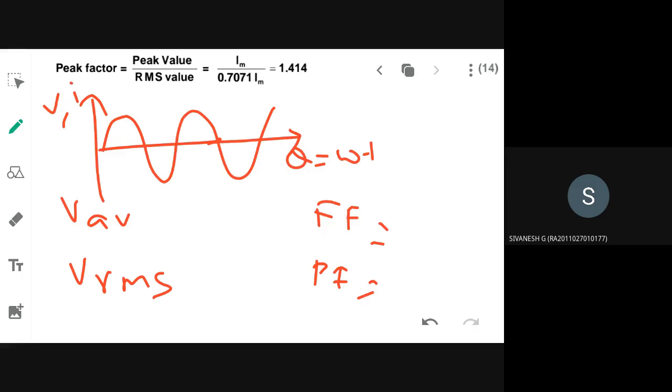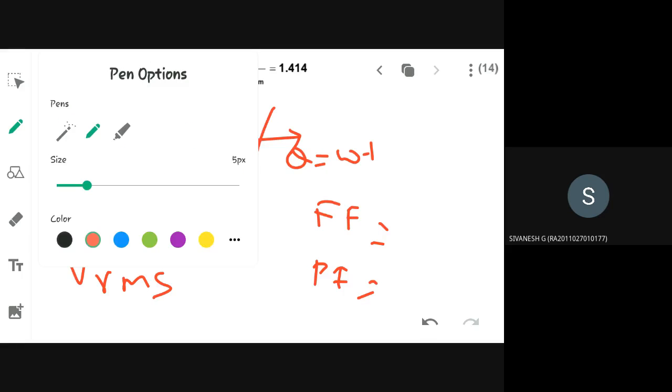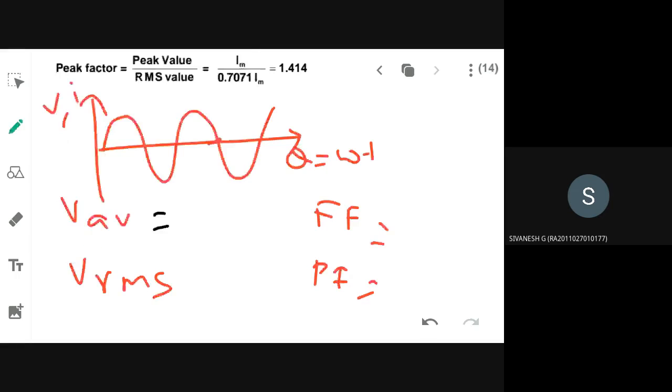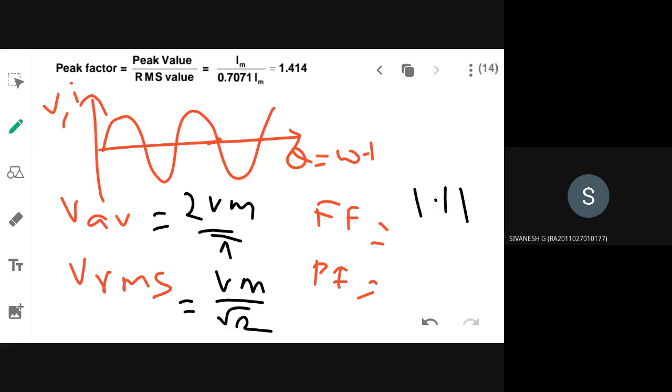V average is 2 Vm by pi. VRMS is Vm divided by square root of 2. Form factor is 1.11. Peak factor is 1.414. Okay, this might be asked in MCQ or they may ask you to derive the formula and the answers.